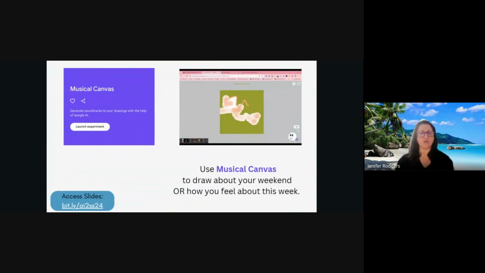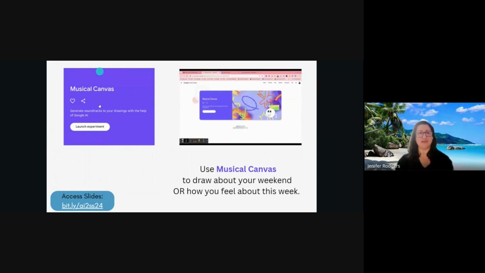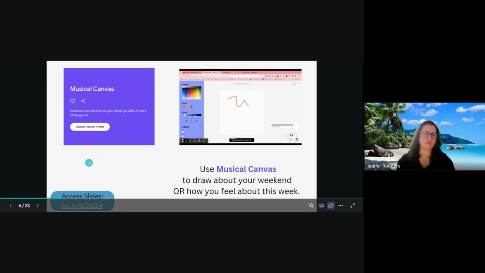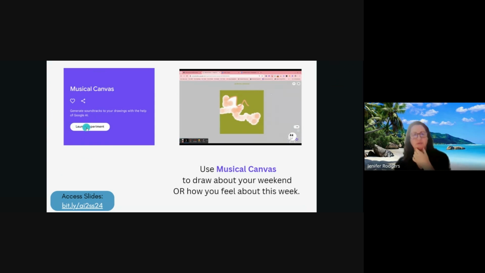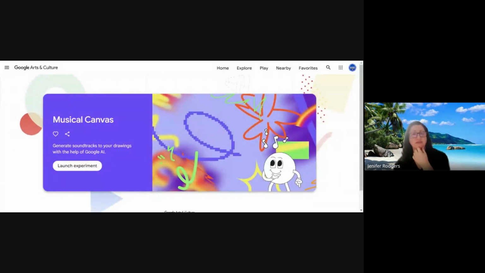We are going to start off this session by playing, because who doesn't love to play a little bit? If you have the slides open, go ahead and click where it says Launch Experiment under Musical Canvas. If you don't have the slides open, the bit.ly is at the bottom of the screen: bit.ly/AI2SS24.